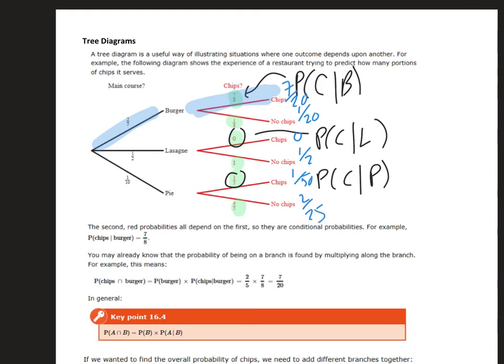Okay, so I've got all those probabilities. So the 7 over 20 is burger and chips. 1 over 20 is burger and not chips. 0 is lasagna and chips. Half is lasagna and not chips. 1 over 50 is pie and chips. And 2 over 25 is pie and no chips.